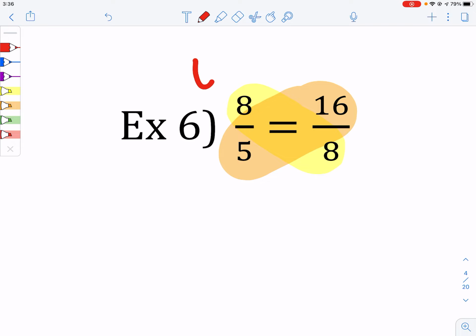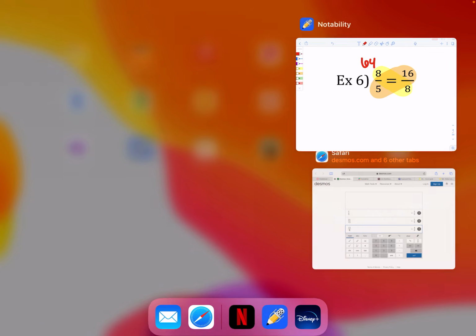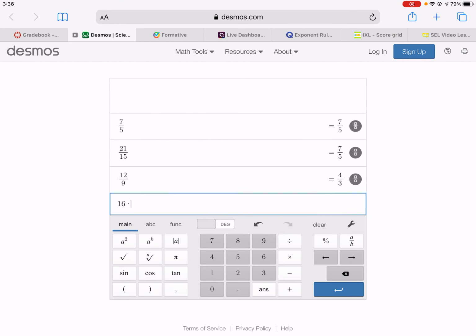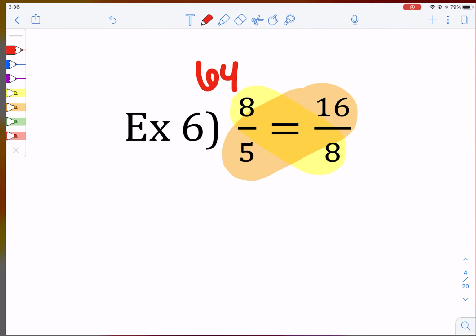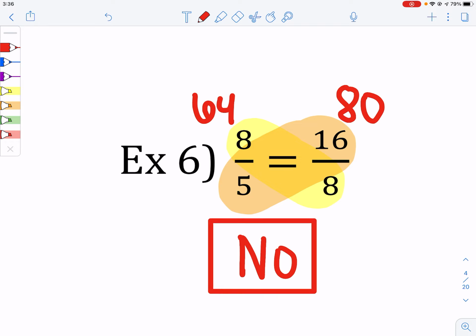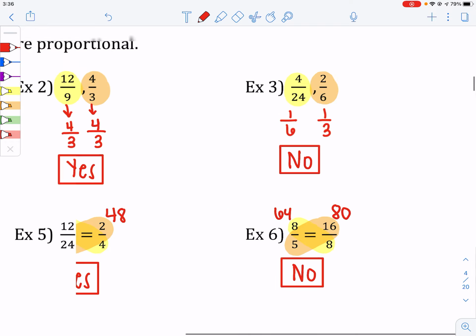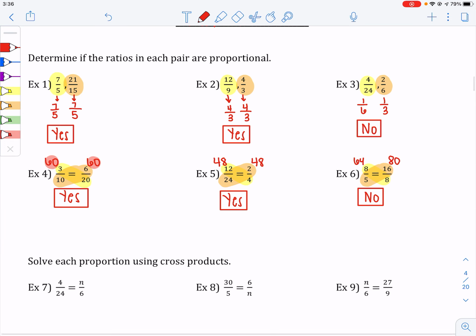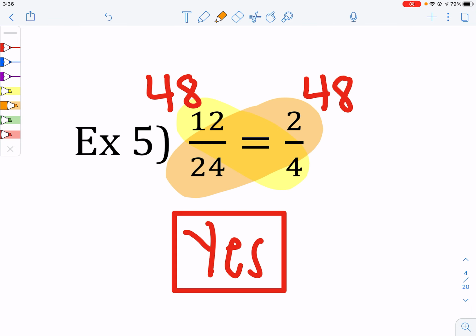Okay, so I know 8 times 8 is 64, and then 16 times 5 is 80. I did not get the same number when I multiplied diagonally, so my answer here will just be no. Those are not proportional.